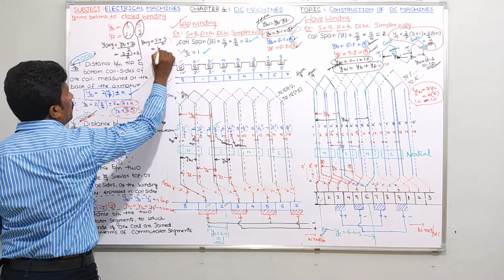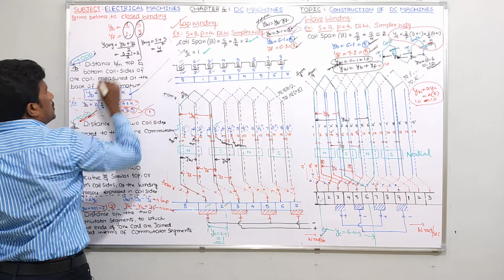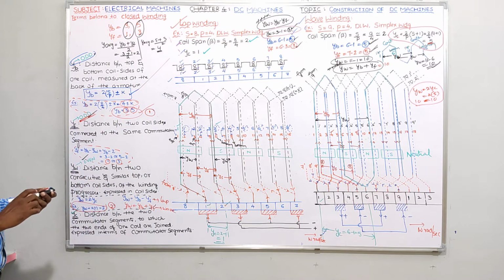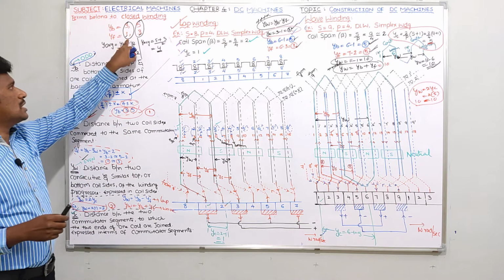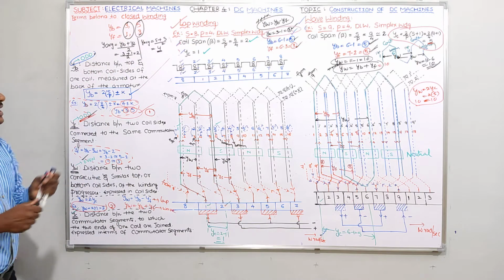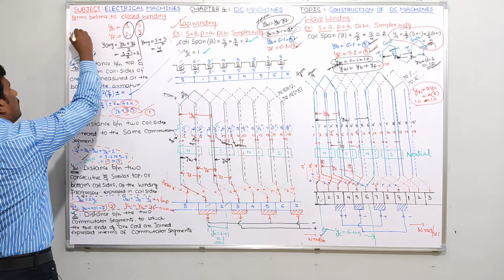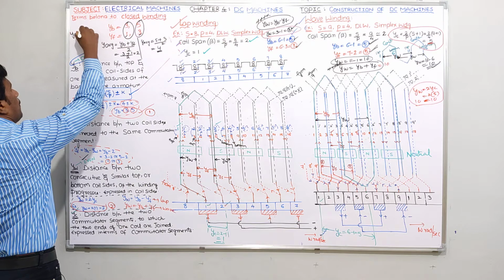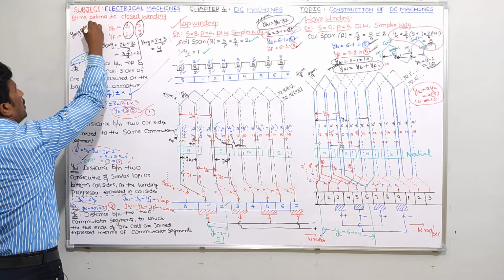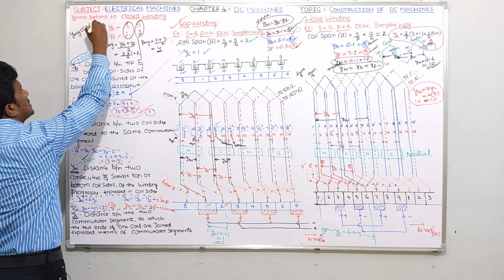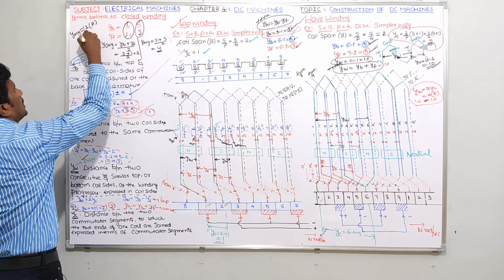8 by 2, you will get 4. Okay, so tell me which one is correct? So with 3, 1 is correct, 5, 3 is correct. For that I already told you guys, Y average should be approximately equal to 2 times of what? Coil span, I can say beta. 2 times of coil span beta.